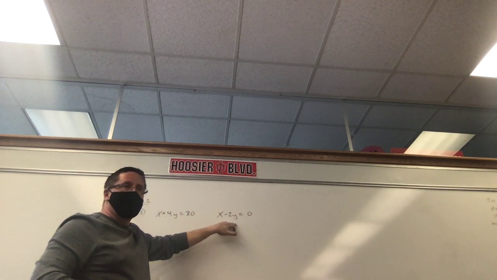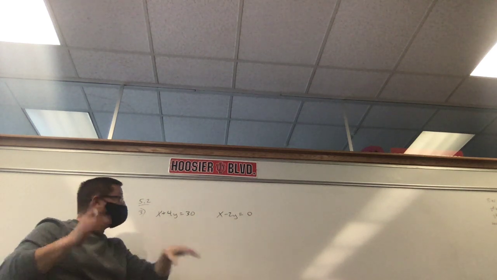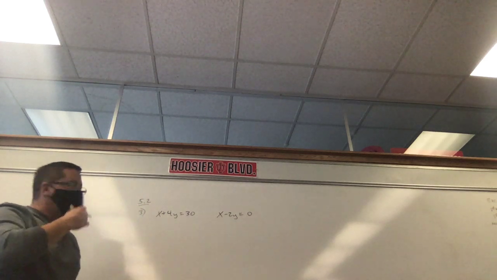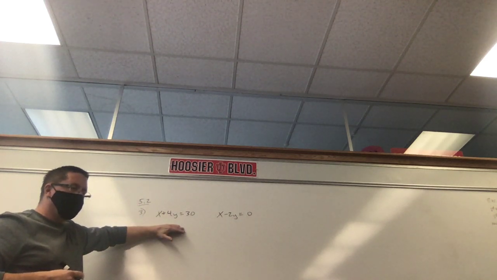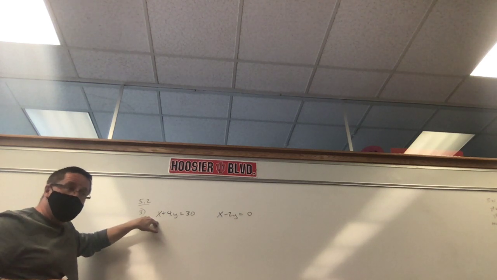Now, does somebody think there's an easier way to get either x or y by itself? And I'm not saying you're wrong. You could definitely do that. But would it be easier to solve for x or y in this one or this one? Ross says get y by itself here. We could do that. First one. For what? X or y? X. How do you get x by itself here?